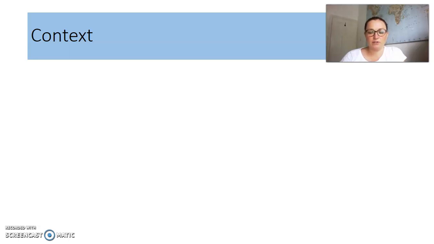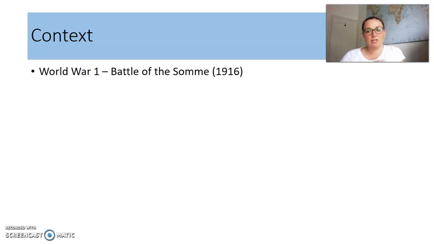Okay, so hopefully you've all had a chance to do that now. We're going to begin with looking at the context of the poem, so it's quite important with that. So this poem is referring to events from World War I, particularly the Battle of the Somme, which was 1916.